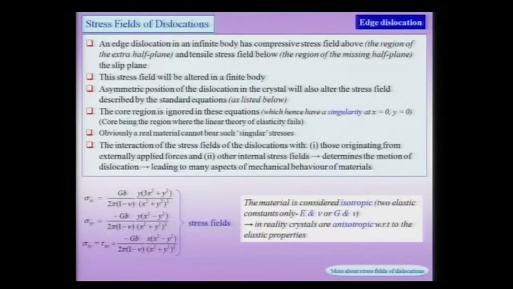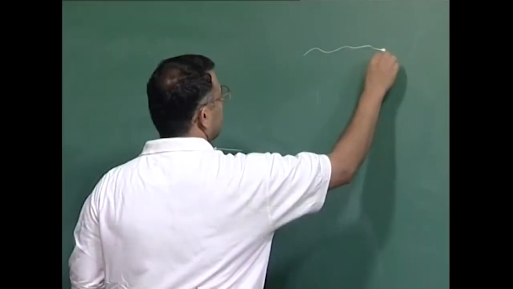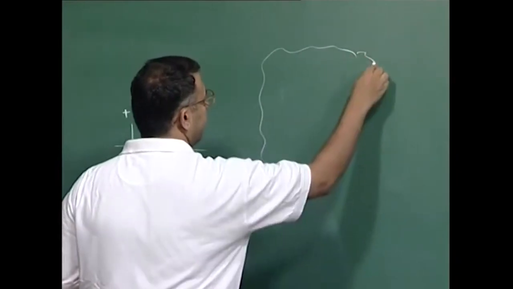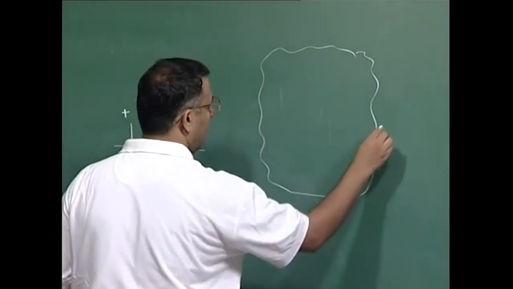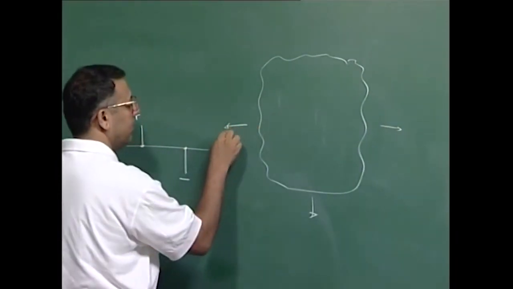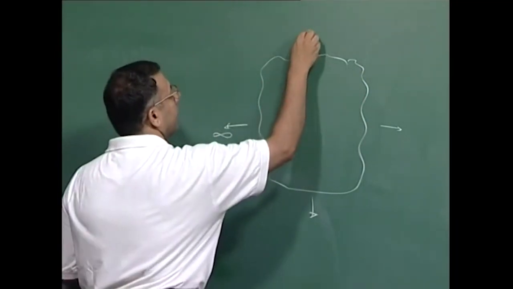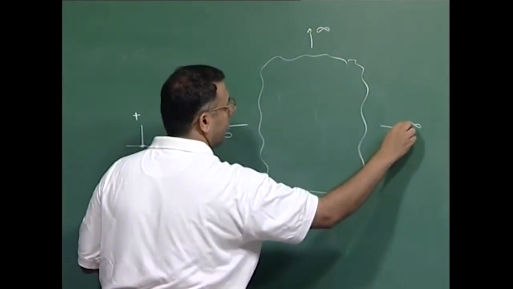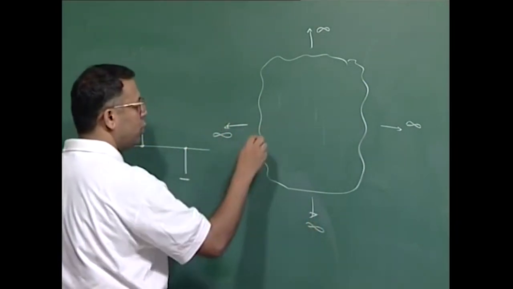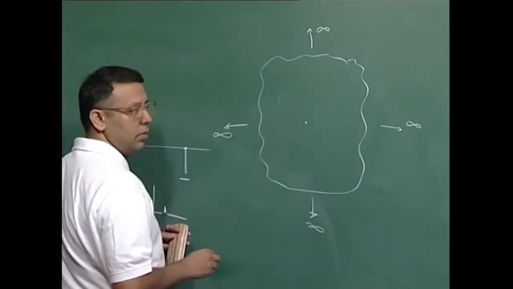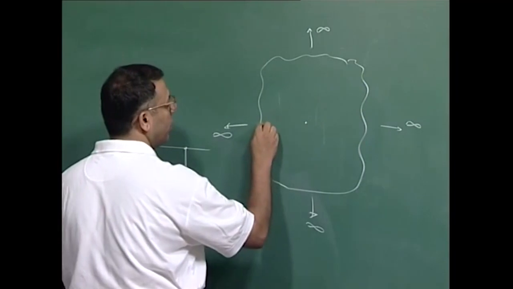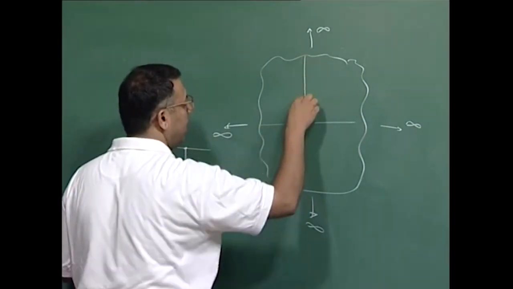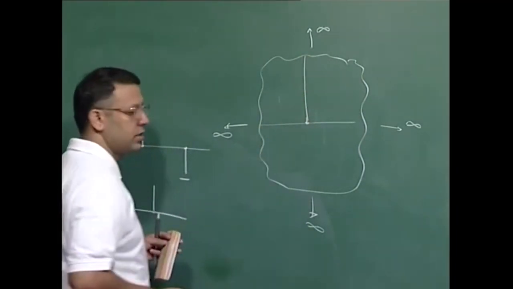So let me draw these three cases on the board. So initial case, of course, I have an infinite body going to infinity in all directions. And I am assuming that the dislocation is present in the body here. In other words, you can conceptualize a slip plane, an extra half plane over here, and this is my dislocation.